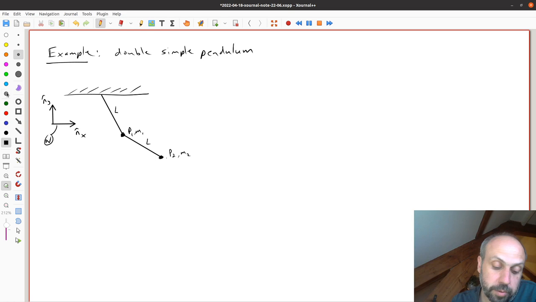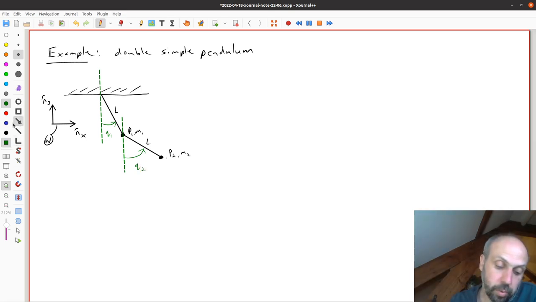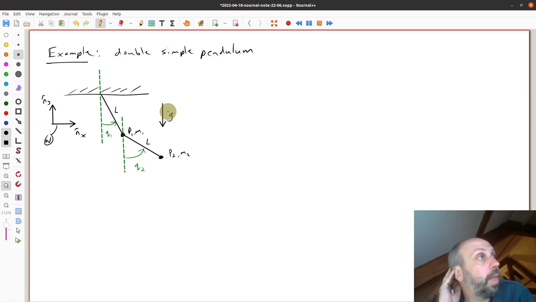And then I'm going to set up some generalized coordinates. I'm going to measure both of these angles from a vertical line. So I'll have q1 for the first link and q2 for the second link. And then lastly, we will have a uniform gravitational field of gravitational constant g that's applied to these two particles.